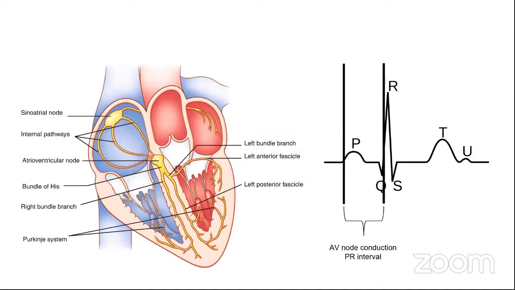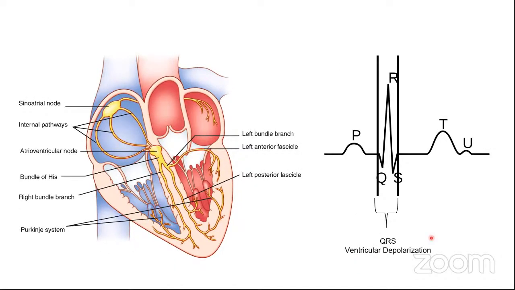All right, next we're talking about the AV node. As we said before, we go from SA down to AV. The AV node itself is reflected as this interval right here between the P wave and what we call the QRS complex. So the PR interval is what we're going to call it. And this is the amount of time it takes to get from the beginning of the AV node to the end of it.